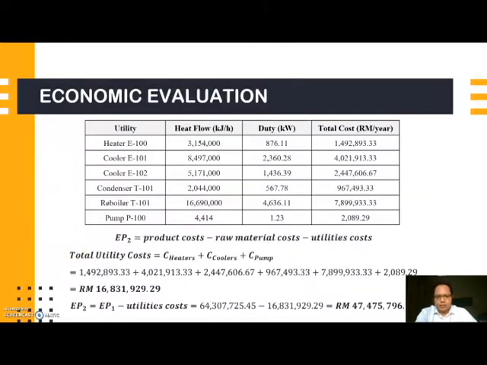And for EP2, EP2 is product cost minus raw material cost minus utilities cost. So it can be simplified that EP2 is EP1 minus utilities cost. For this part, we calculated the utility cost, which consists of the heaters, coolers, and pump. So the total utilities cost totals up to 16.8 million per year, and calculating EP2, which is EP1 minus utilities cost, we get 47.47 million per year for EP2.